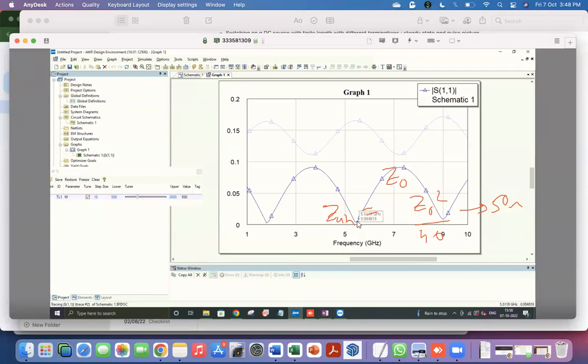1.8 gigahertz. This is 5.4 gigahertz. So this is now going 3 times, right? So this is like lambda by 4, 3 lambda by 4. So if this is now matching and this is the quarter wavelength, that means Z naught here is 60 into 40.